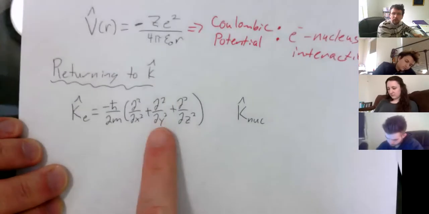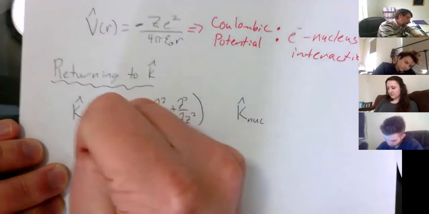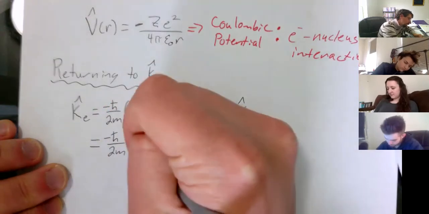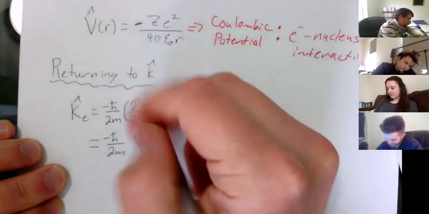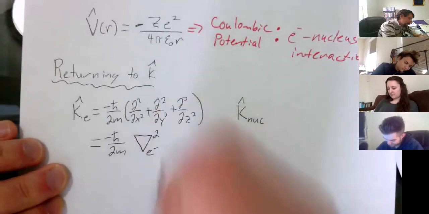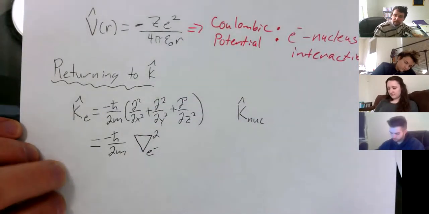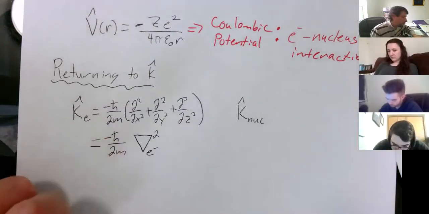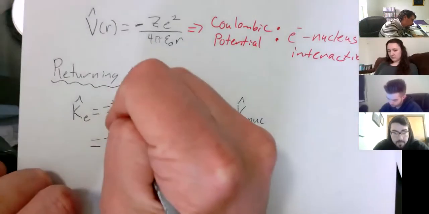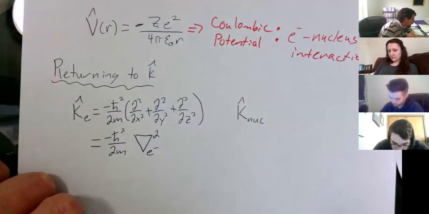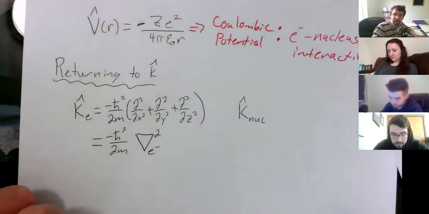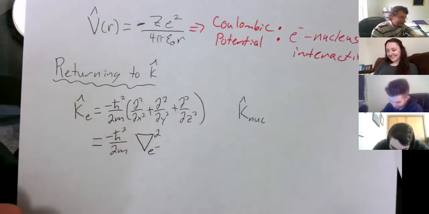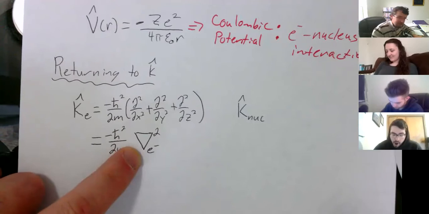There's another way we represented this, to make a shorthand. The upside down triangle, and we're going to put a subscript e there. This is known as the gradient, and it should be h bar squared, I'm sorry. So this is called the gradient.